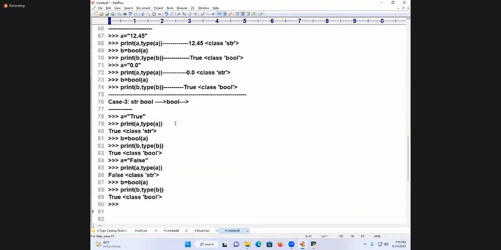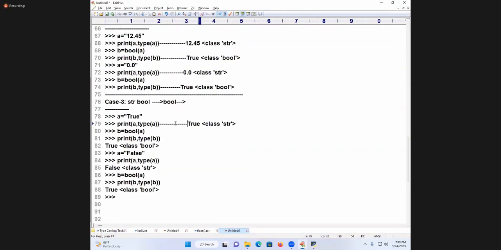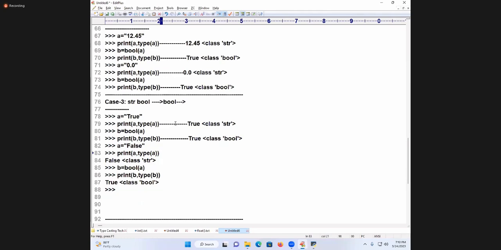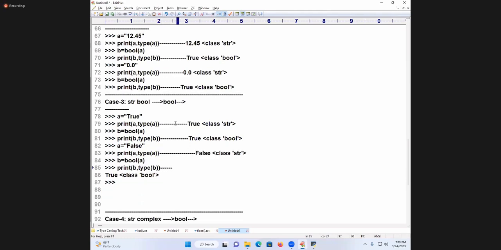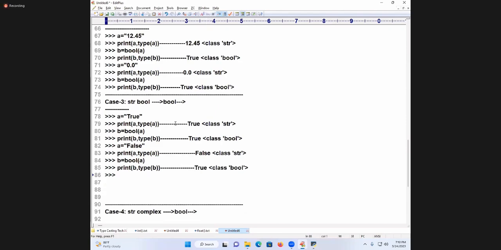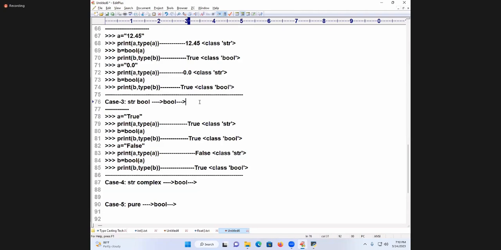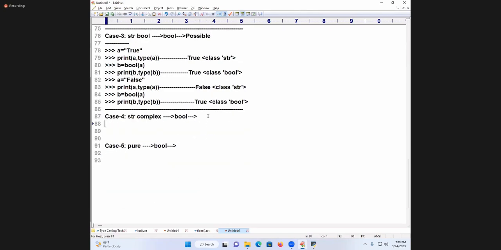So here, bool of this. True. Even if it is false, the answer is true. Length is considered here. Length matters a lot here. Got the data. So here, possible or not possible? Possible. STR complex to what? Bool. So there I am going to take it. So you can decide it.